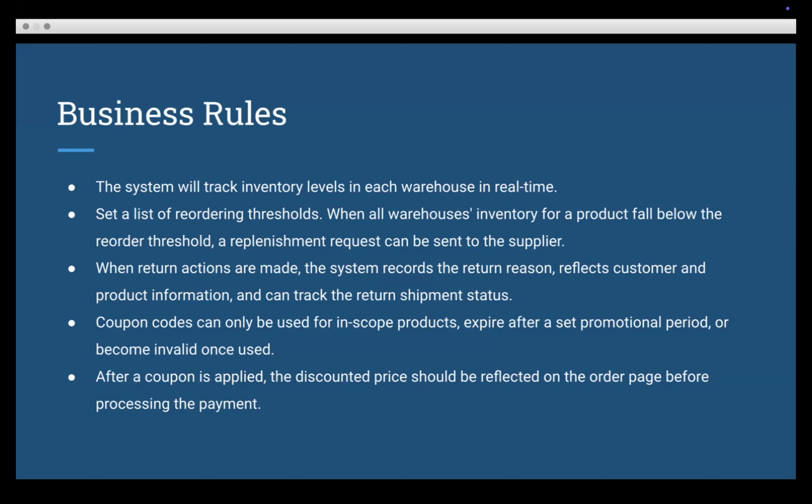A coupon code can only be used for in-scope products. It will expire after a set promotional period or become invalid once used. After a coupon is applied, the discounted price should be reflected on the order page before processing the payment.